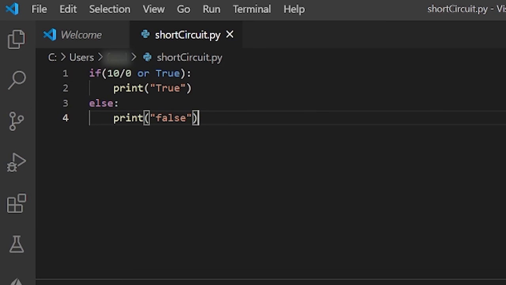And you might be asking, well, why? Because we have the OR operator and one of them is true. Well, the thing is, Python isn't smart like us. Python just goes by what it already knows. It can't go forward in the program and say, oh, look, we have a true over here. It goes left to right.